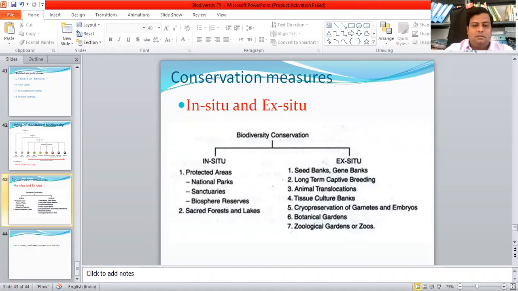Good afternoon, students. Today we'll see what the conservation measures for biodiversity are. In this, there are two types of conservation: in situ and ex situ. What is meant by in situ conservation and ex situ conservation?